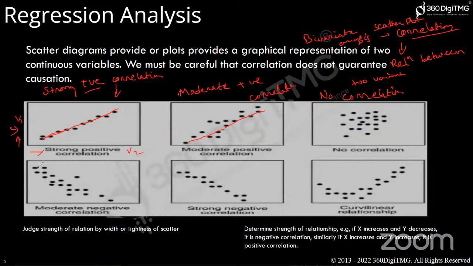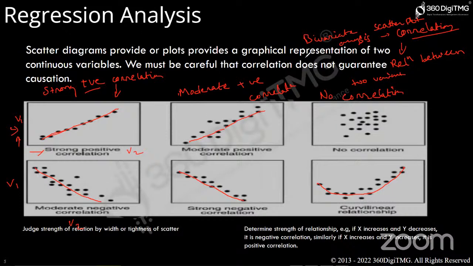Now this, we can see there is a negative correlation. Why is this a negative correlation? With an increase in one variable, the other variable decreases. Hence, it is a negative correlation. We can also see most of the points are not lying on the line, so it is a moderate negative correlation. Here we can see most of the points are lying on the line, so it is a strong negative correlation. And this we can see is not a linear relationship. This is a curvilinear relationship.